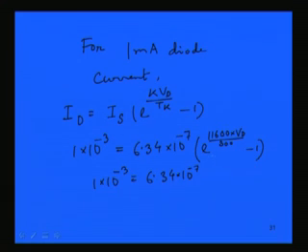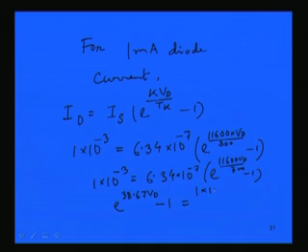This whole part you keep as it is, that is 11600 Vd by 300 minus 1. From here we have to find out Vd. This calculation gives the value 38.67. So, e to the power 38.67 Vd minus 1, this part we separate, equal to 1 into 10 to the power minus 3 divided by this whole term 6.34 into 10 to the power minus 7. So, now this Vd we have to find out.